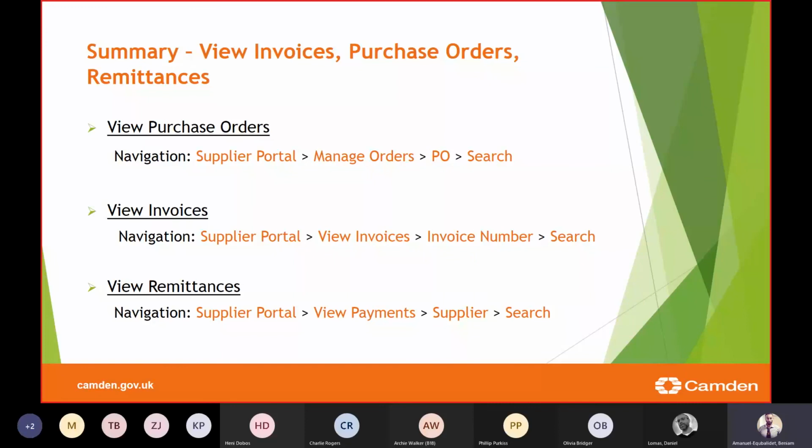And likewise with invoices, from your supplier portal page, you click on invoices, you put in the invoice number, or again, you can bypass that in the fashion that I showed you if you wanted to do a generalized, look at everything search, and you press your search button. And when it comes to your remittances, again, in the same fashion, it all starts from the same place, supplier portal, and then view payments. You'd select yourself as a supplier. That's the only option there is, and you'd hit your search, and it will populate your search results for you.